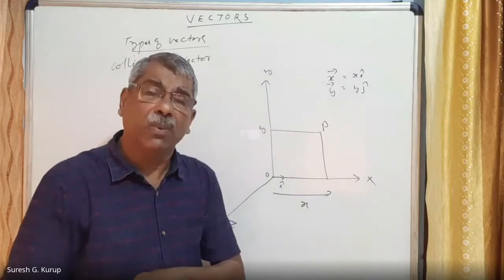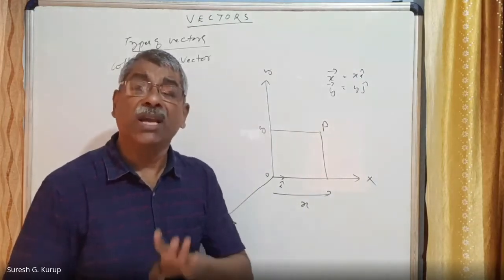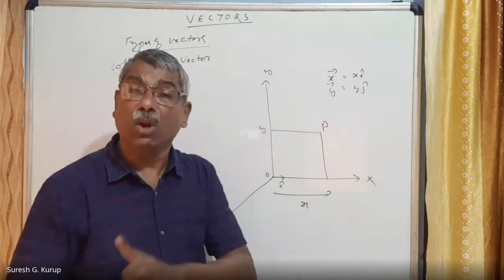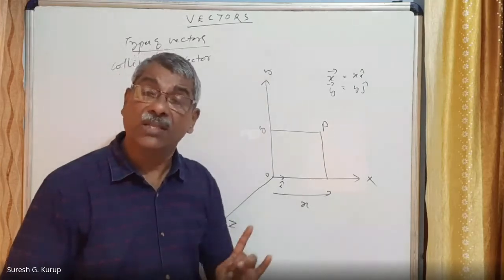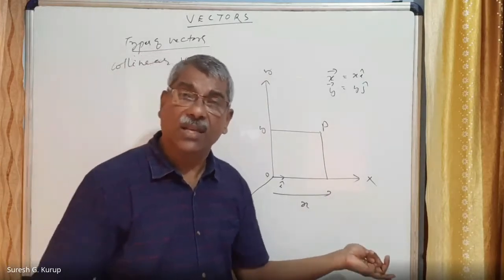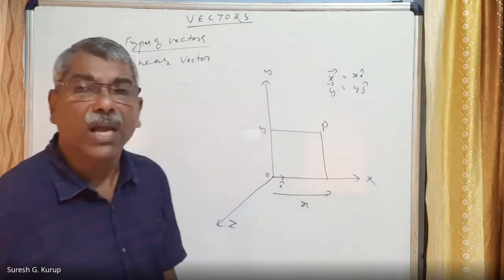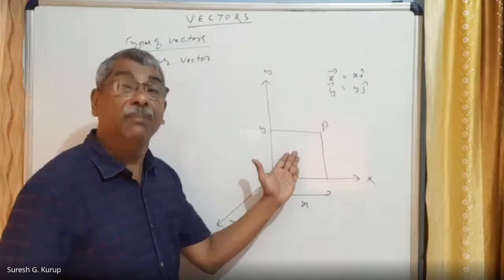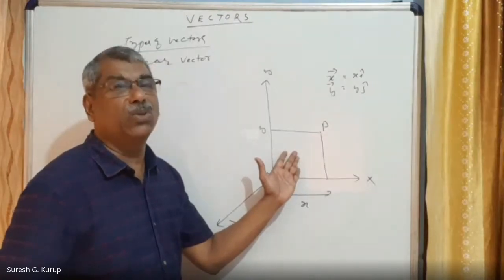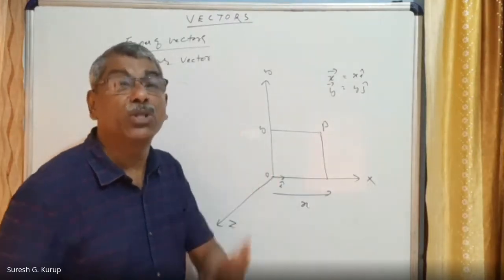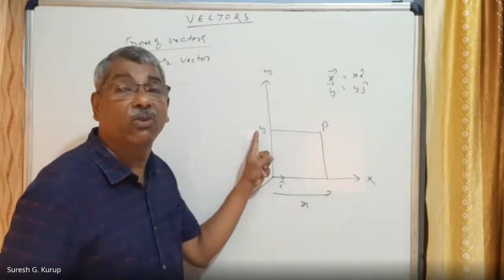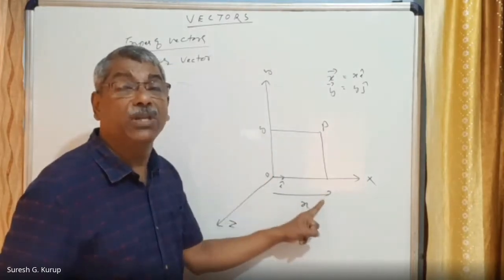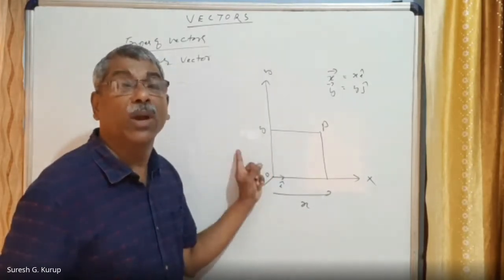The displacement of the body can be measured using three displacements, one along the x-axis, another along the y-axis, and another along the z-axis. Such motion is called three-dimensional motion. If the motion of a body takes place in a plane, that motion is called two-dimensional motion, because two dimensions are required for that.